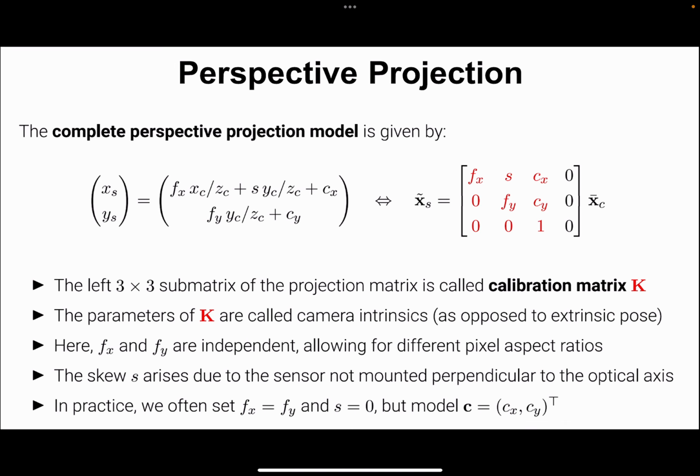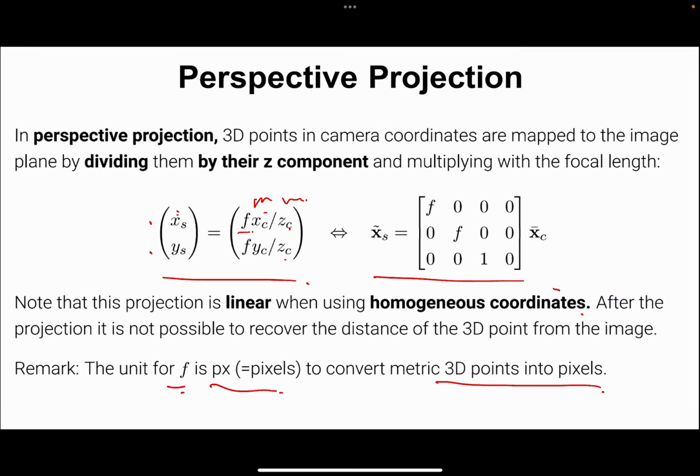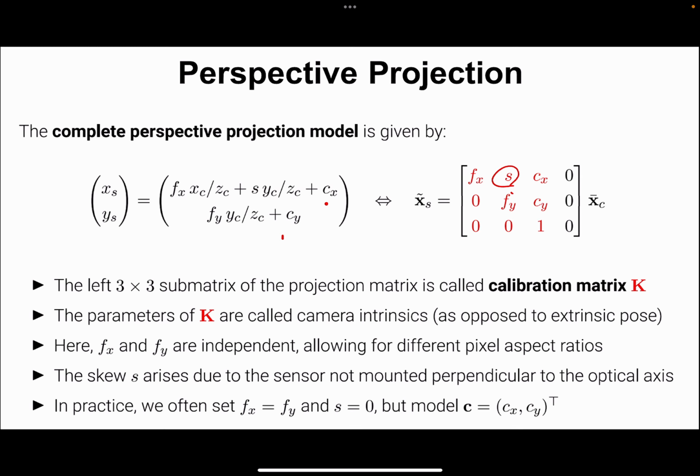And now we have some complicated things. So let's see this one. The complete perspective projection model is given like this. In the previous example, we had only the focal length and 1, right? But now, first, we are going to introduce the offset C, and second, we can introduce scale as well. The left 3x3 submatrix of the projection matrix is called the calibration matrix. This one is called the calibration matrix.